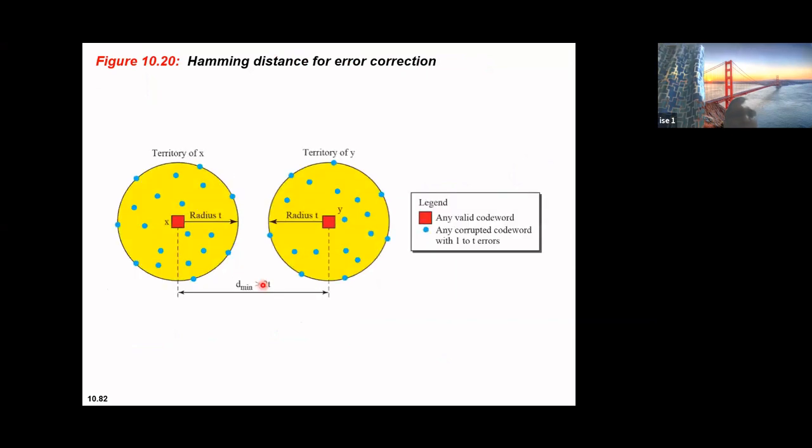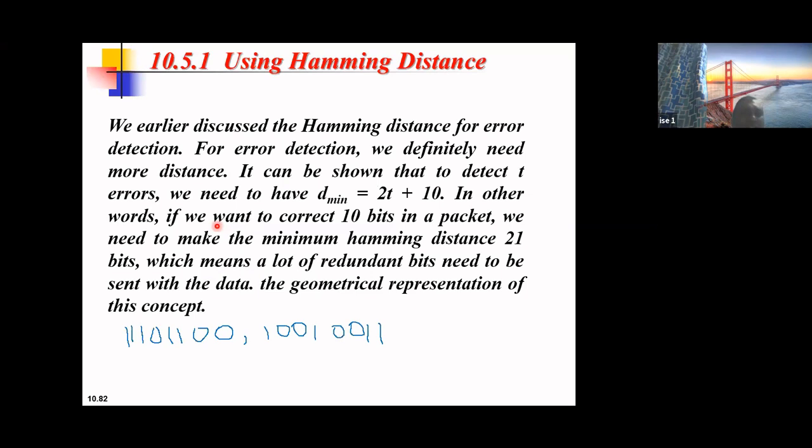So this is the concept. This should be 2t plus 10 you take. You got the idea? So this is x and this is y. And you want to take d minimum greater than 2t. So all these are the errors. Total number of errors you can calculate only if you know the minimum Hamming distance. Suppose Hamming distance is 26. Then how many errors can you detect?